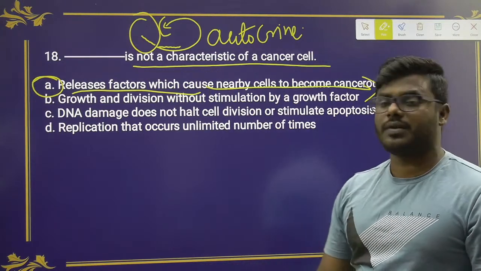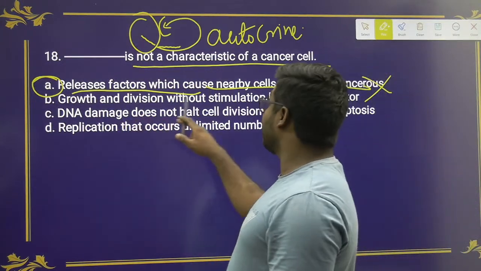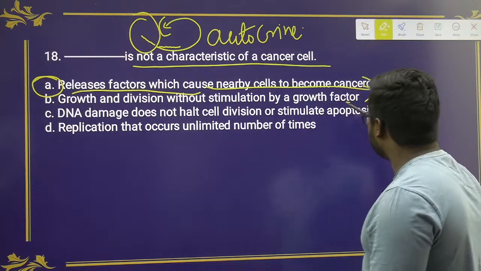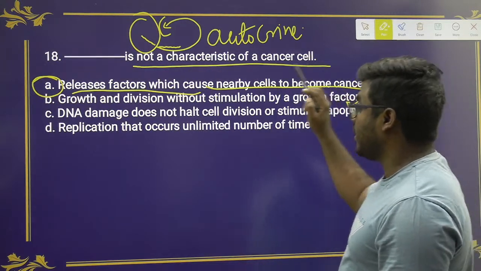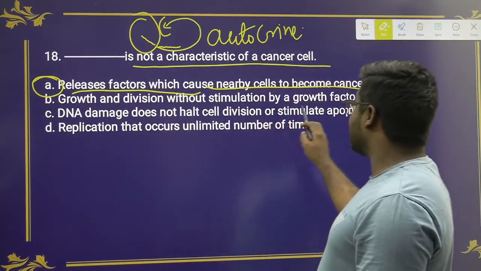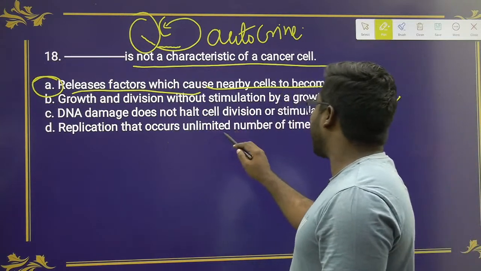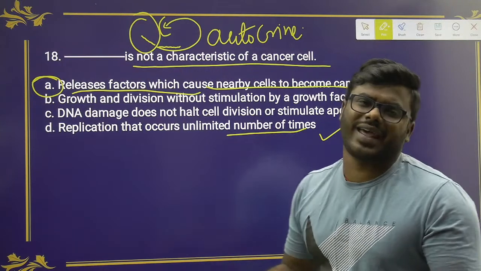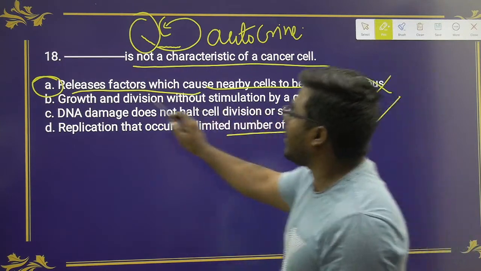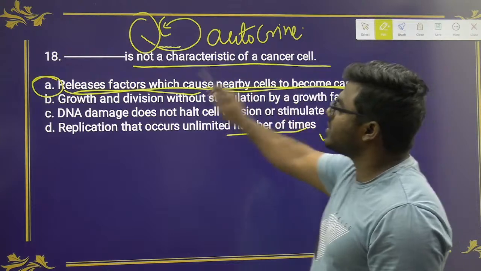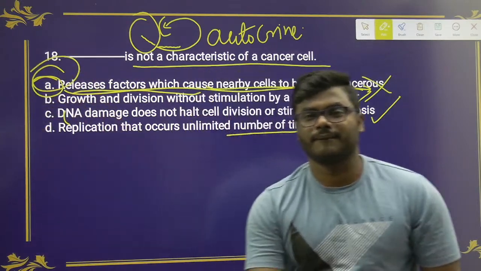No, that's not possible. Growth and division without stimulation by growth factor is a characteristic feature of cancer. DNA damage does not halt cell division or stimulate apoptosis, right? Replication that occurs an unlimited number of times. Of course, that's a characteristic feature of cancer. The one which is not is A. Hence question number 18, option A.